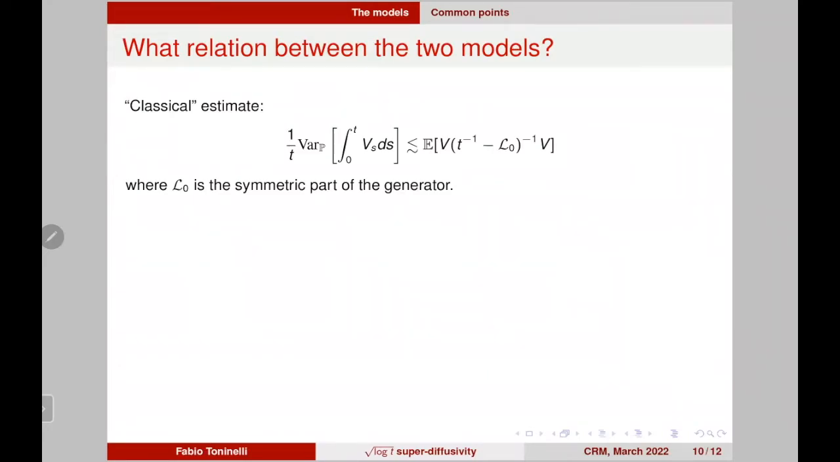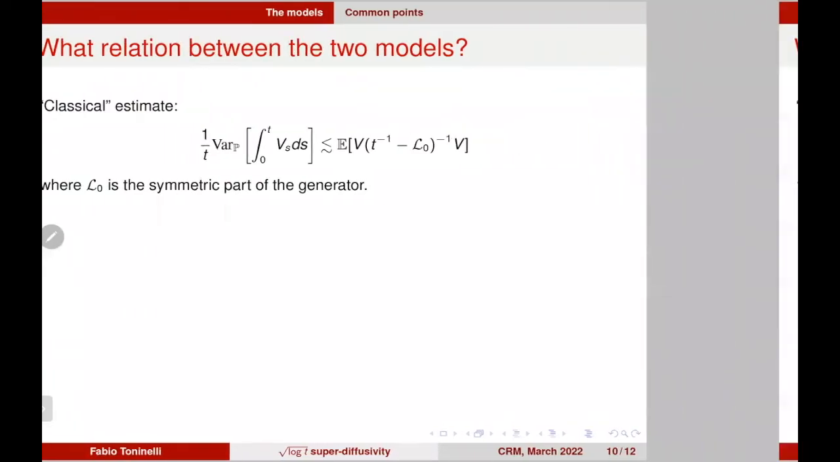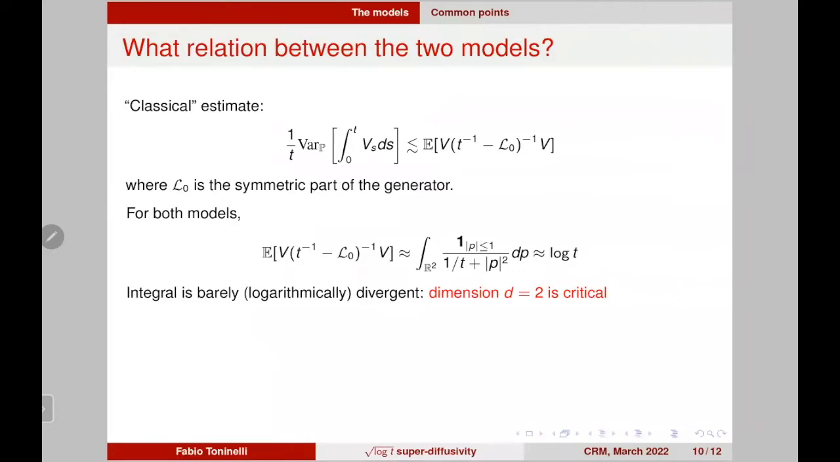Okay, let's read this formula. We have V, then the inverse of 1 over t minus L_0 times V again. What is L_0? It is simply the symmetric part of the generator of the process. Here for the diffusion, it would be the generator of the environment process. And 1 over t is simply 1 over t. Now, okay, so this is an inequality. It probably has a name, I'm not sure. And now the point is that the right-hand side, you can compute. The symmetric part of the generator for the two models is quite simple. You can compute this expectation, and it turns out after some computation that this behaves like the integral.